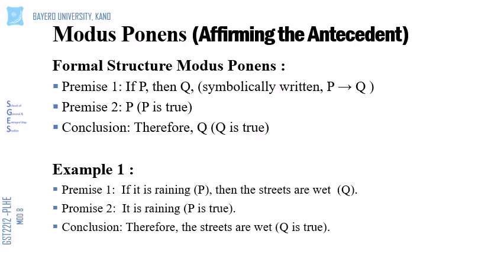Example: if it is raining, then the streets are wet. You see, it is raining. Since it is raining, then we are confirming that yes, the streets are wet. You see, here we are affirming the antecedent.